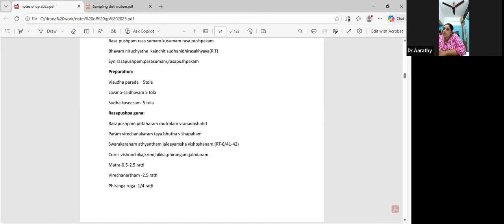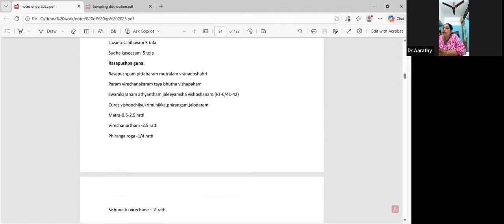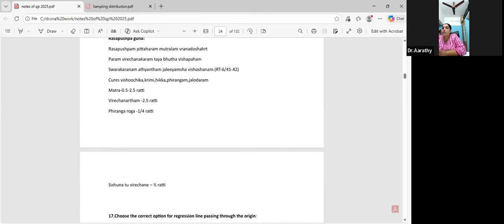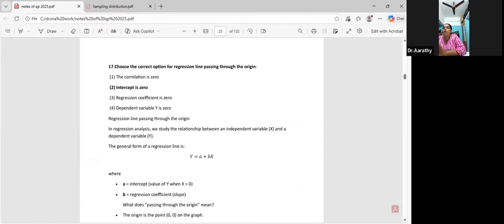And the guna is also mentioned. It is Pittaharam, Mutralam, Vrana Doshahrit, Param Virejanagaram, Taya Bhuta Vishabham, Swaragaranam, Atyantam, Jaliyamsham, Vishoshanam. So it cures Vishujiga, Krimi, Hikka, Bhirangam, Jalodaram, etc. Then the Matra portion is very important. For Shishu Virejana, it is half rati, while normal adult Virejana, it is 2.5 rati. Firanga Roga, it is 1/4 rati dosage. General Matra is 0.5 to 2.5 rati. So the Matra is very important. Also, please go through the ingredients and these synonyms.